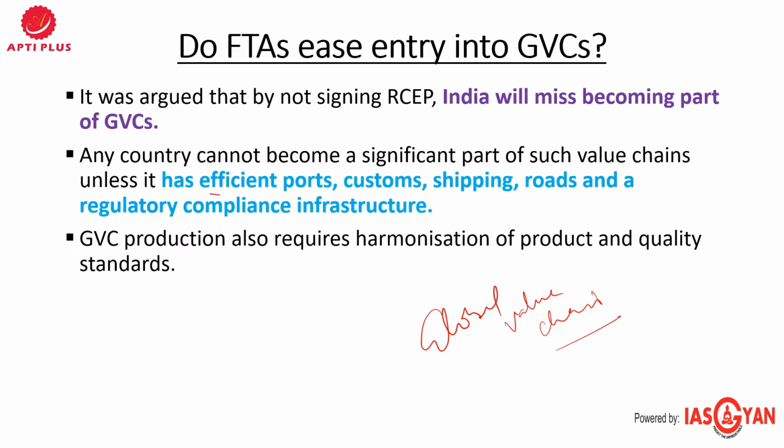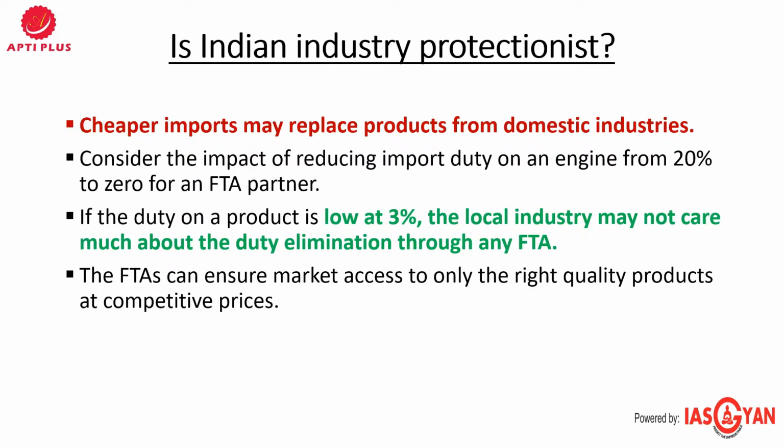until it has efficient ports. Ports are very important, because trade is happening on the sea routes: customs, shipping, roads, regulatory compliance and infrastructure. So these are some of the important parameters. Apart from this, GVC production also requires harmonization of product and quality standards. Now moving ahead, is Indian industry protectionist?